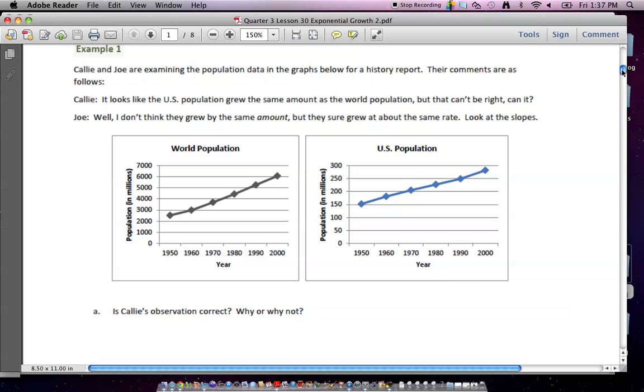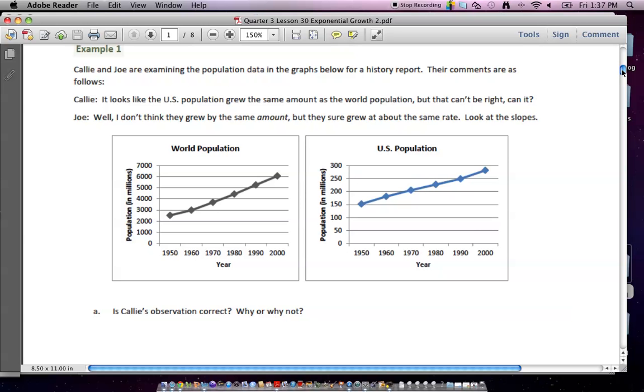All right, so Callie and Joe are examining the population data in the graphs below for a history report. Their comments are as follows. Callie: it looks like the U.S. population grew the same amount as the world population. But that can't be right, can it? Now, first off, if you look at the two graphs, do they look like they grew pretty much the same? Superficially, yes, they look more or less the same.